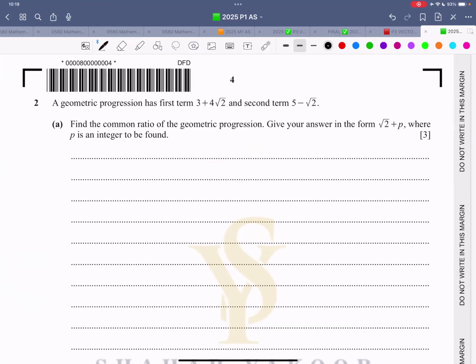Now let me focus on question number 2. So now this is like surds with GP. A beautiful combination, geometric progression. First term is this, second term is this. So always write for yourself. Instead of the examiner, write things for yourself so that things are simplified.